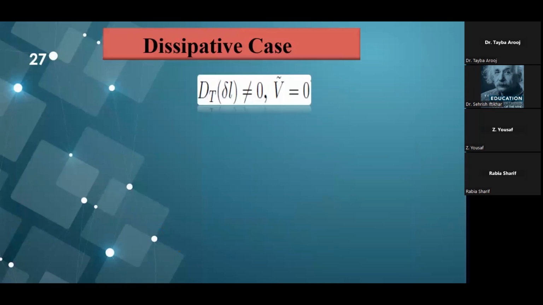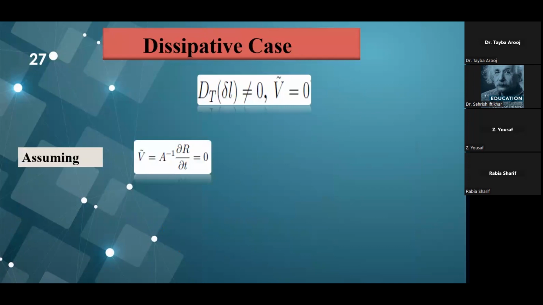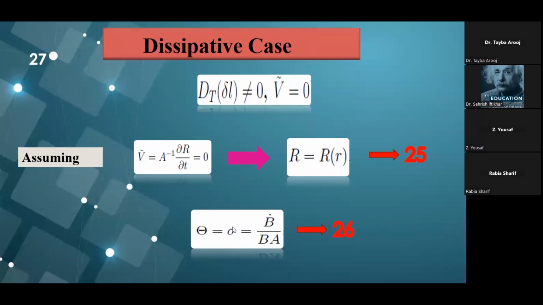Let's say we have a dissipative case. Dissipative case means in which we have non-zero heat conduction vector. Then we have V tilde is equal to a number delta r by dt, which is equal to 0. This implies r is equal to r of r. Then theta will be equal to, or sigma will be equal to beta b dot over ba.